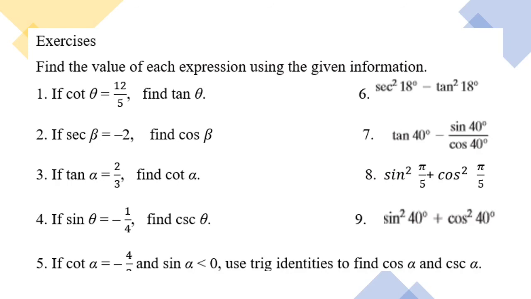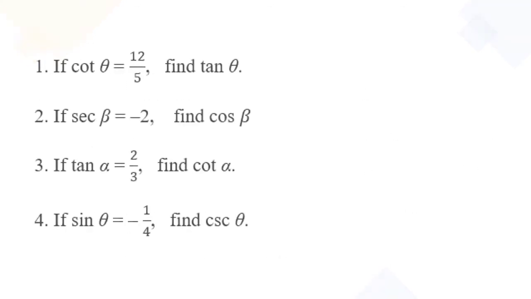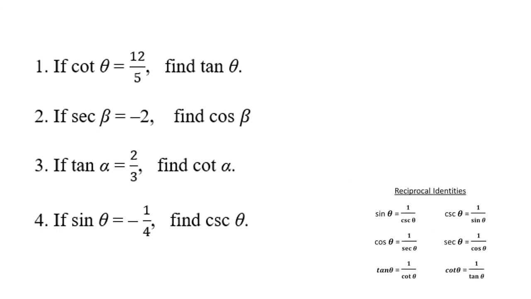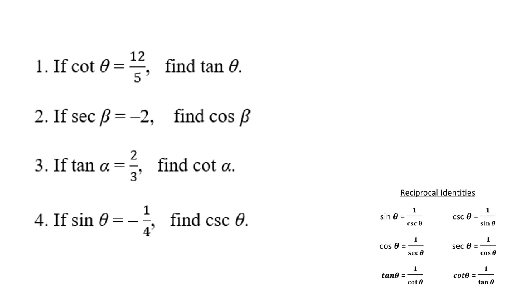Alright, so we have another group. It says find the value of each expression using the given information. Let's take a look at these first 4 really quick. Now we have cotangent theta equals 12 over 5, find tan theta. Now what I know about this is that cotangent and tan are reciprocals. If I already have this memorized, then it's easy for me to say, I know they're reciprocals, all I have to do is flip it.